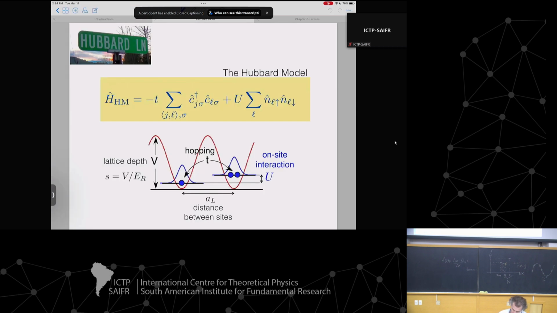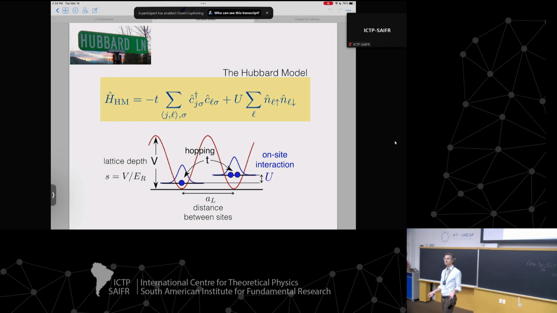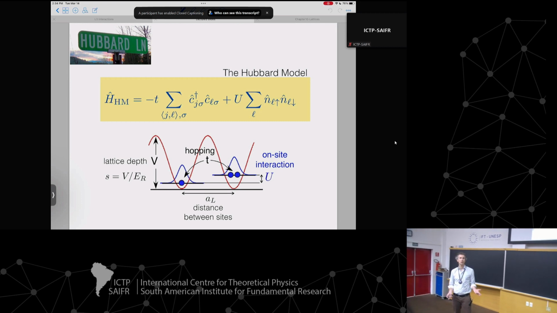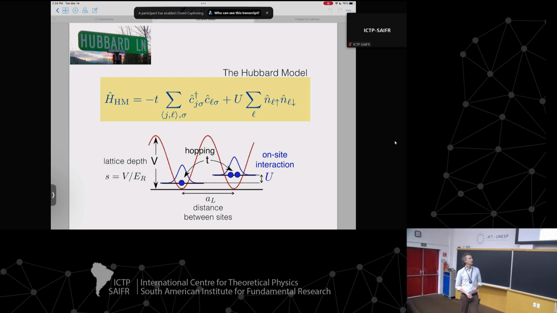All right, I now want to talk to you about a model for interactions in the lattice. And it's a model you may have seen before. How many of you have seen the Hubbard model? Okay, maybe half or so.